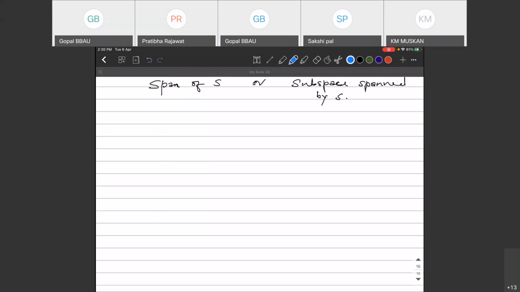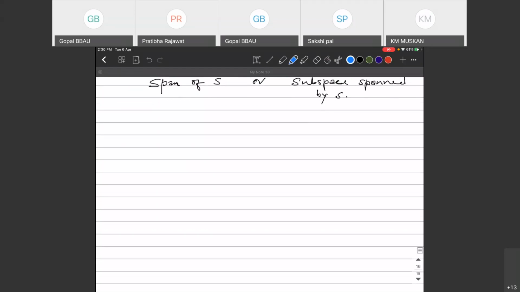And one more interesting thing is here. Do you remember how you define the closure of a set? Do you know how you defined the closure of a set? Anyone? How did we define this?